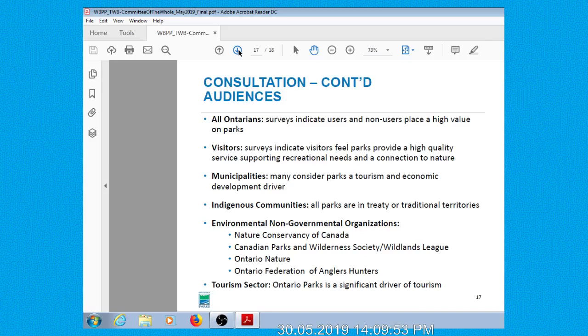The Indigenous communities, we've identified 13, I think, that may have an interest in the provincial park. So they've received communication about what we're doing and the kind of proposals that we may look at. So the other part would be environmental, non-governmental organizations, so the NCC, CPAWS, Ontario Nature, OFAH. There's a range of different environmental partners. And then the tourism sector. We're obviously a big participant in that, and we offer a lot of opportunities. So those are the kind of audiences that we're looking for.